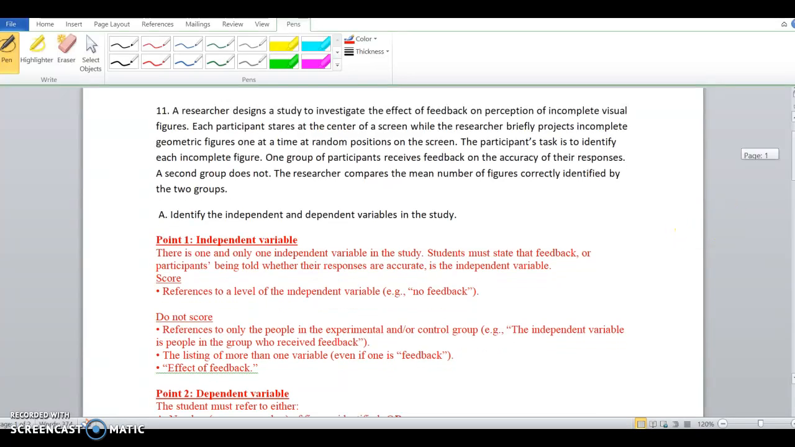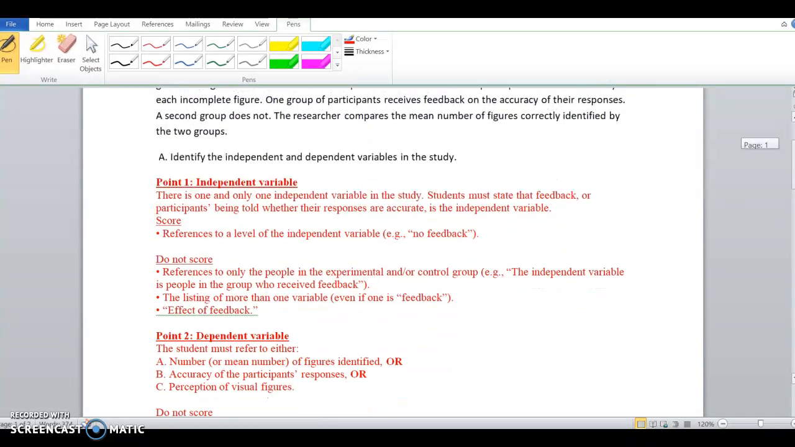Okay, so I'm going to show you in red the rubrics for the free response question. Hopefully you have done the question, and this should be question number 1. What you should have done is actually try to answer this question, and now you can check to see if you got the answer correct.